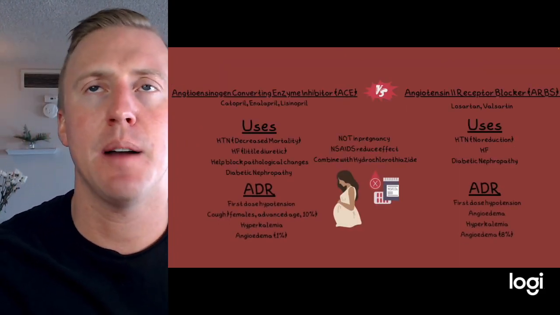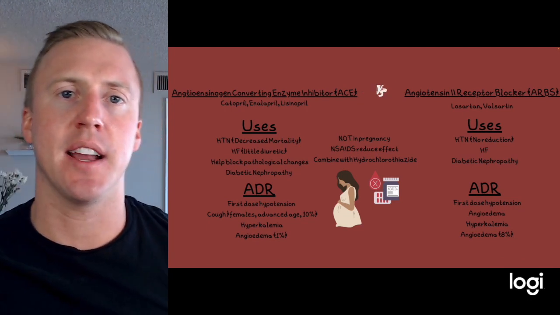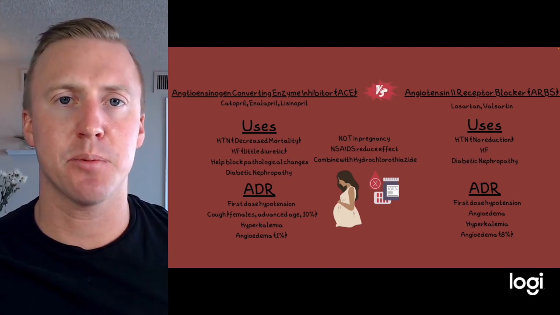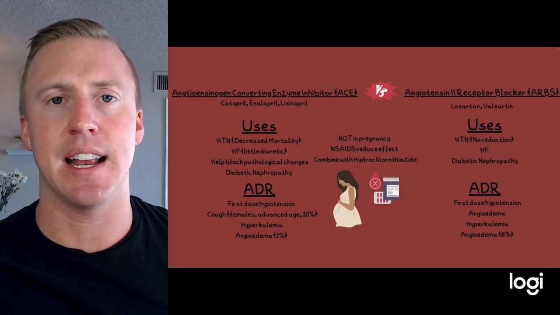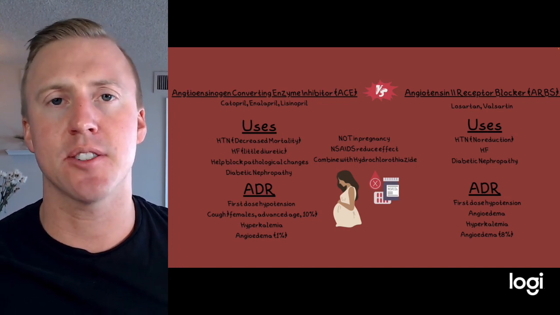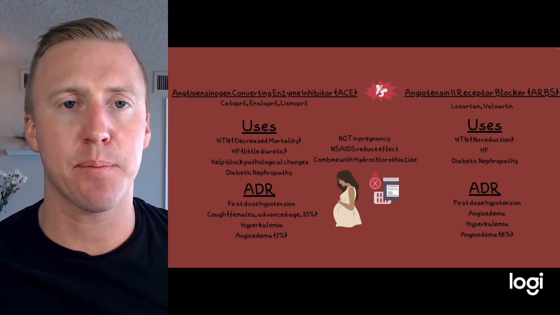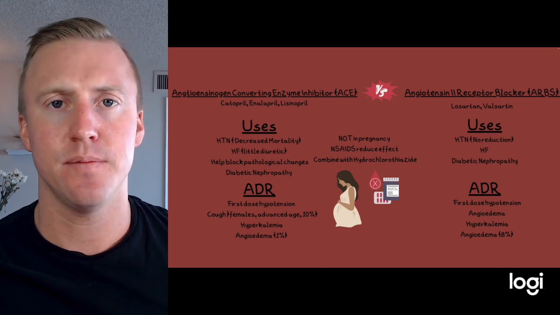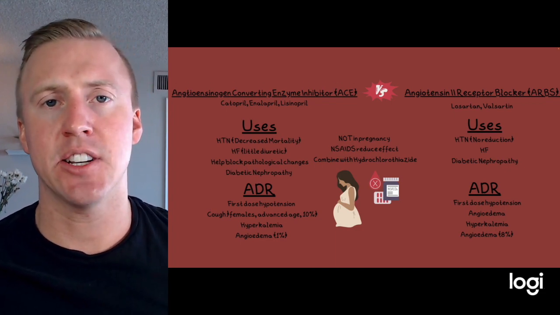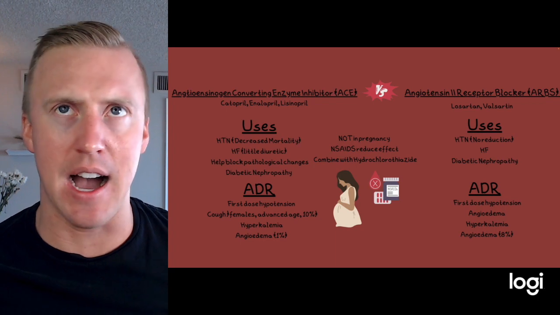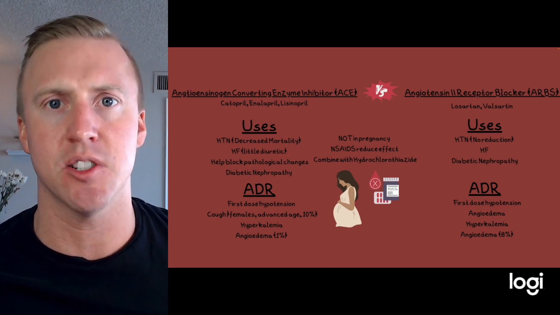Now let's look at some medications that can block that process there. So we have our ACE inhibitors, which are angiotensin converting enzyme inhibitors. ACE inhibitors are things like lisinopril, captopril, and then enalapril. Now, uses for these medications, a big one is hypertension. A lot of patients with hypertension are on ACE inhibitors.